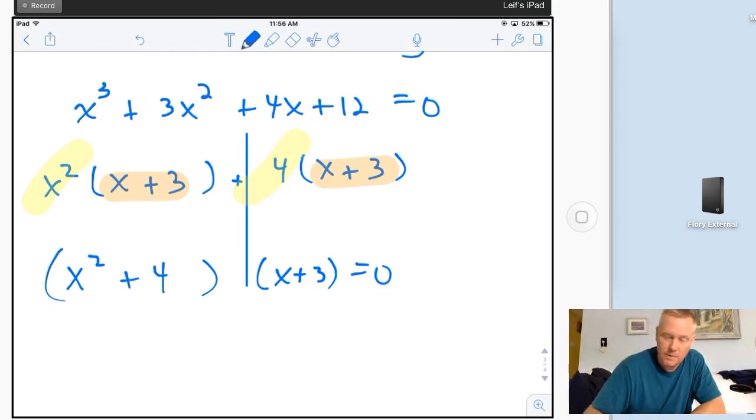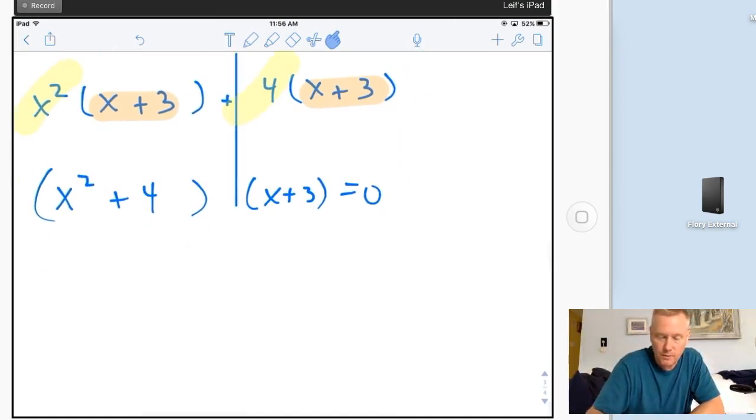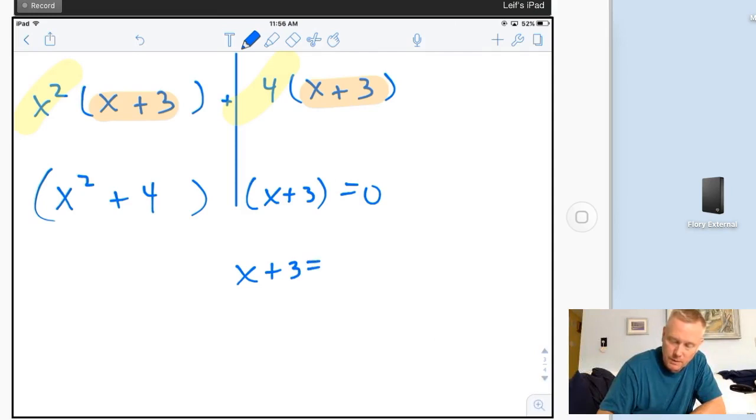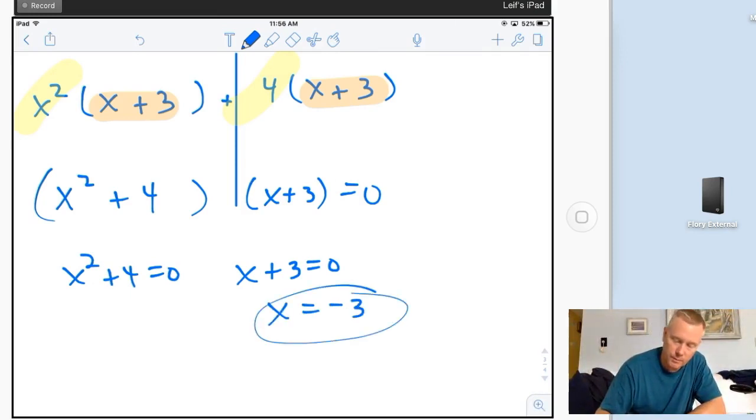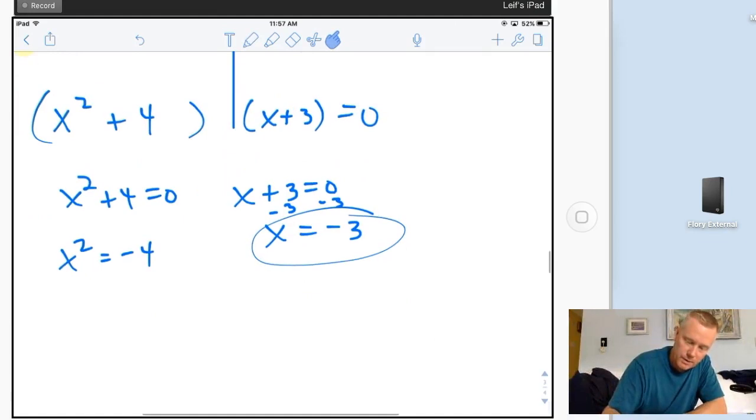Okay, now I'm not done because it said solve it, which means I've got these two things. So set each set of parentheses equal to 0, and we will get our answers. All right, so this one's easy. You get x equals -3 when you subtract 3 from both sides. This side, a little bit more interesting. I get x squared equals -4.